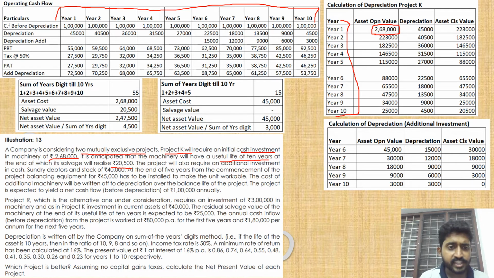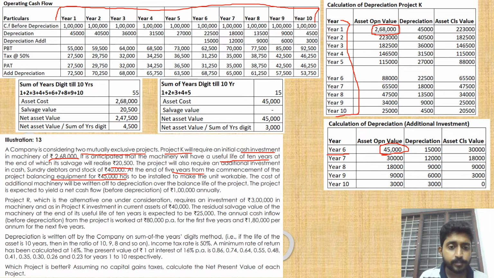And it requires additional investment in the debtors and stock, which means this is working capital of 40,000. So a working capital investment of 40,000 is also required. At the end of 5 years from the commencement, balancing equipment of 45,000 is required. So at the end of 5 years, at year 6, you will install this 45,000.